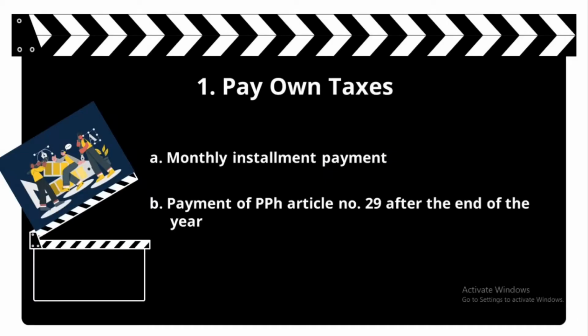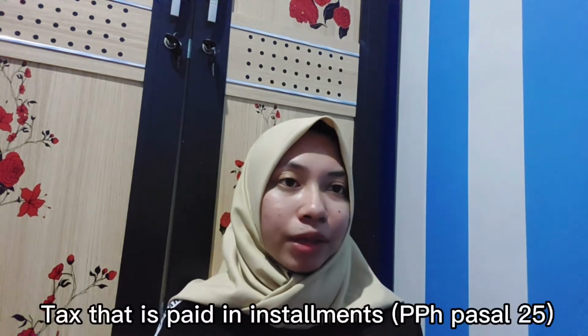So tax payment can be made in several ways. The first one is pay on taxes, and the pay on taxes is divided into two. There are monthly installment payment and then payment of PPH article number 29 after the end of the year. So monthly installment payment can be called as tax that is paid in installments. You can see it on PPH article number 25.